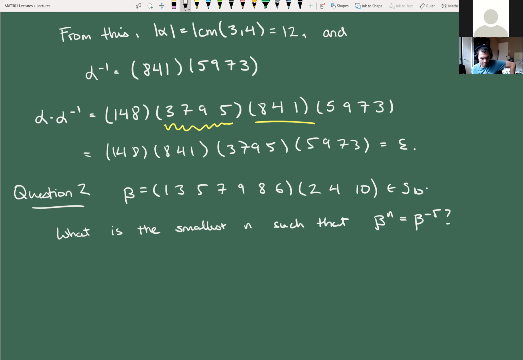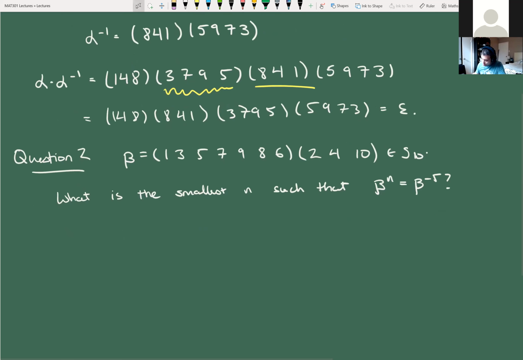And the reason for that, right? Exactly. So if we take, let's multiply both sides by beta to the 5.